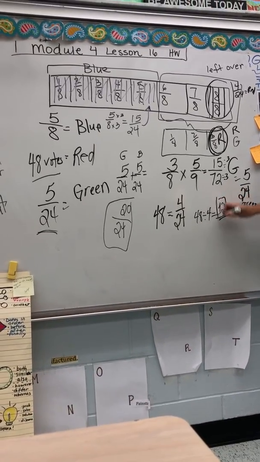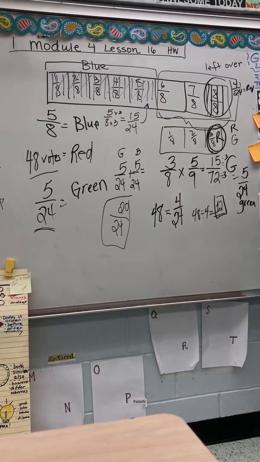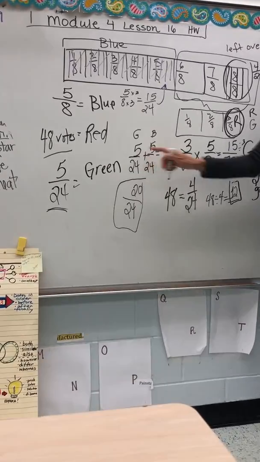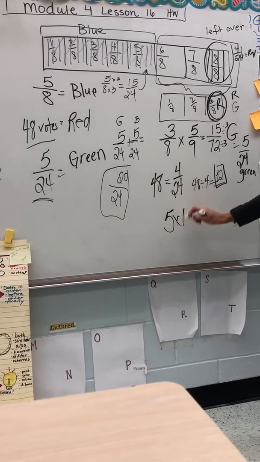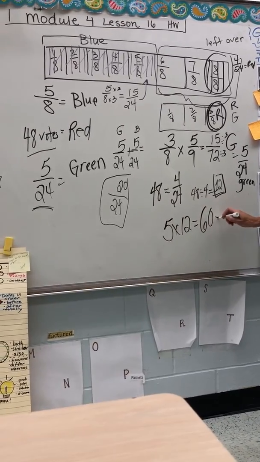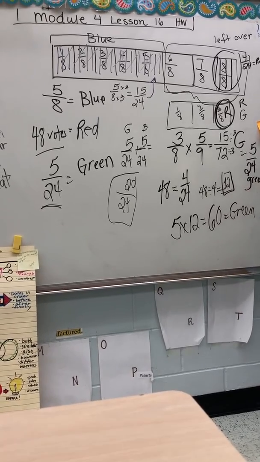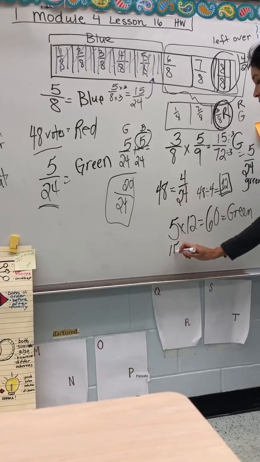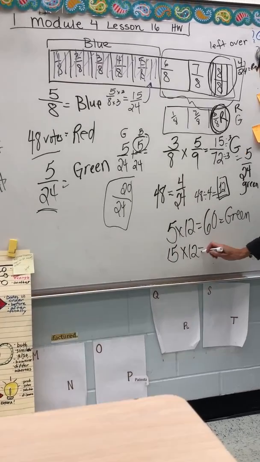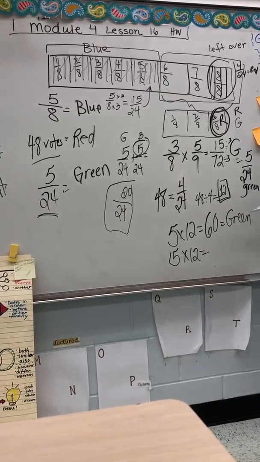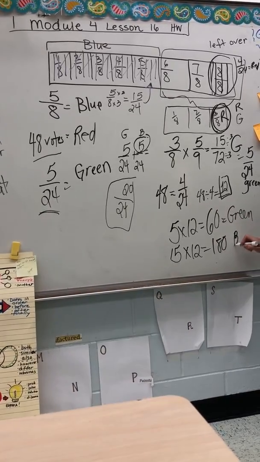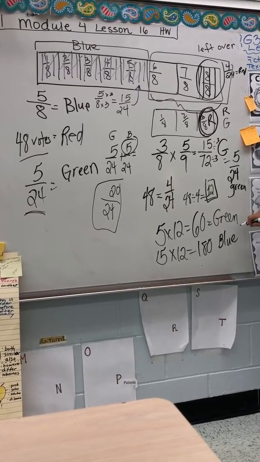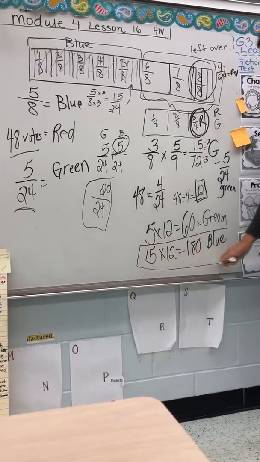Therefore, can I now go back and calculate? How many are green? 5 times the 12 is 60 votes for green. What's the fraction for blue? 15 times the 12 gives us 180 for blue. Therefore, for problem 2, part A, the answer is 180 for blue.